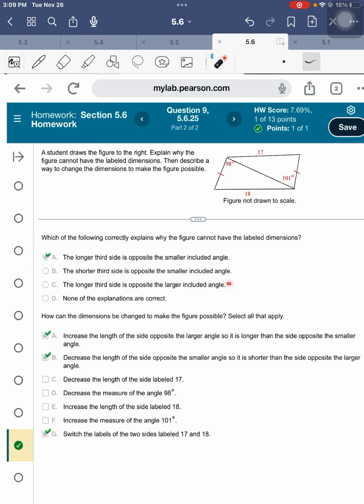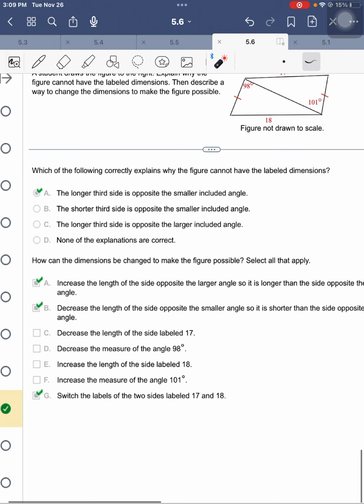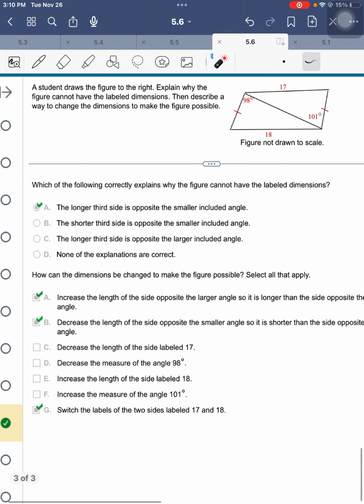The shorter third side is opposite the smaller. No, that would actually be correct. The longer third side is opposite the larger. That would actually be correct. And none of the explanations are, no, that's nothing. So now, how can the dimensions be changed to make the figure possible? Okay, so let's look at A.